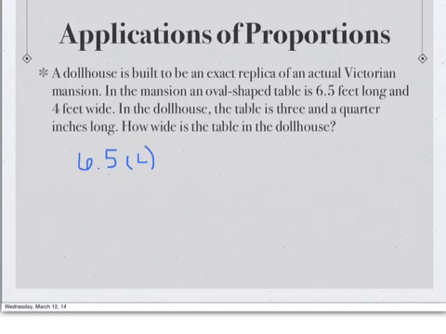Actually, let me do this over here. 6.5 is my length over 4, which is my width. And this is in the original house. I'm going to set that equal to the dollhouse. And it gives me that in the dollhouse, the table is 3.25 inches long. So first of all, how do you write 3.25? Does that go on the top or the bottom? The top, because it's the length.